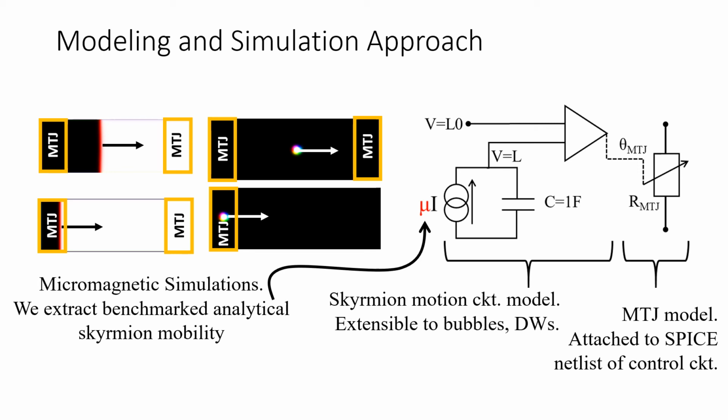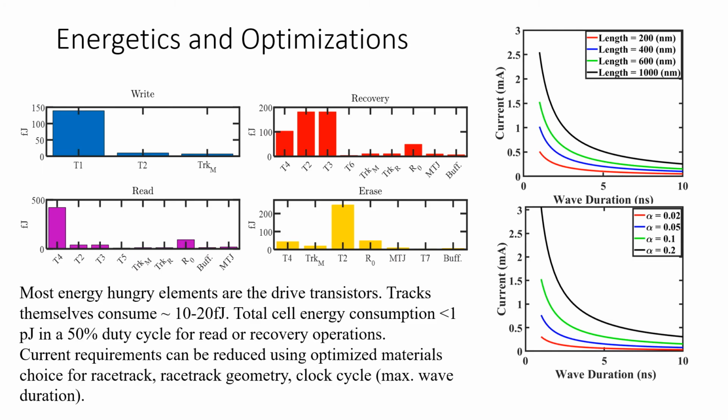Now this MTJ model can be put into a SPICE circuit of all the transistors and all the control circuitry. So this small model, again benchmarked from micromagnetics, can very well capture the skyrmion motion, and in principle can be extended to domain walls and bubbles and all of that. So let's look at the final set of results of energetics and optimization.